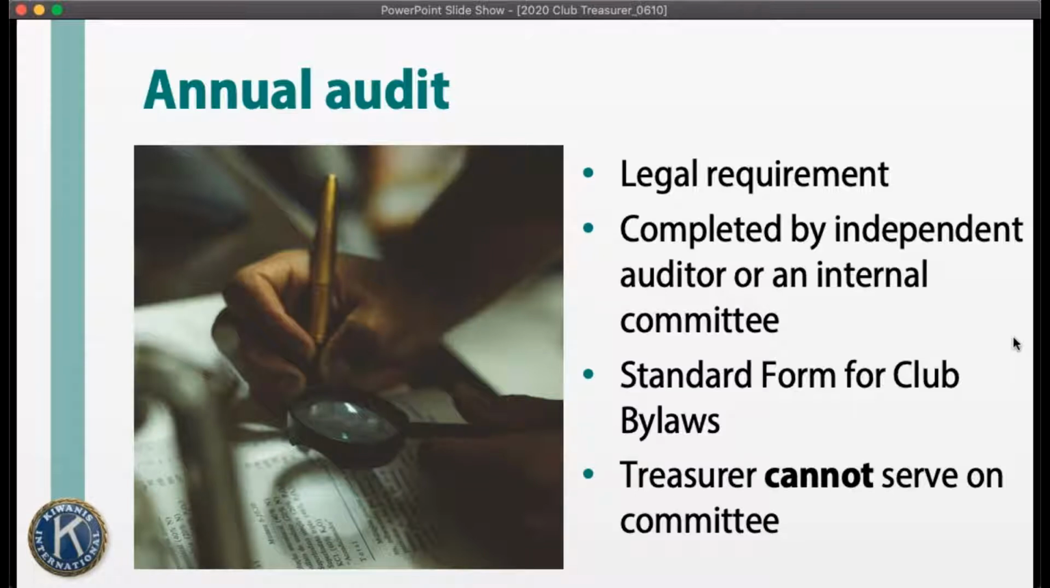And making this a standard practice ensures that your club finances are handled properly and reinforces your club's confidence in you as a treasurer. It really does maintain that transparency. If your club opts to do a review by a financial review committee, which is the only committee required by the Kiwanis International bylaws for a club, you as treasurer cannot serve on the committee. So you cannot be involved in any way, shape, or form with the financial review.